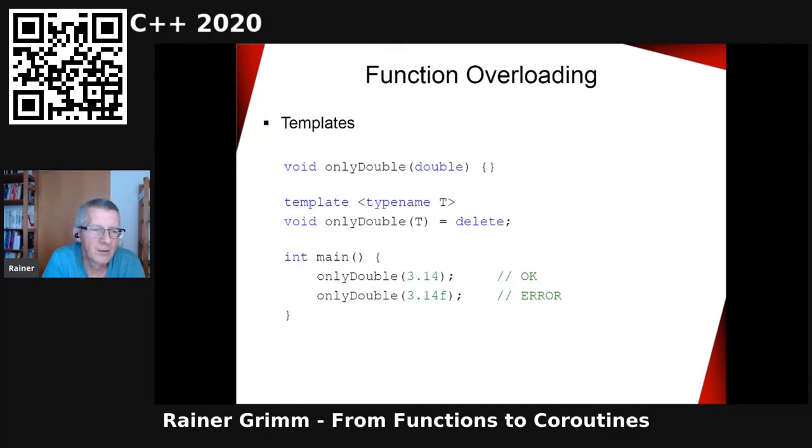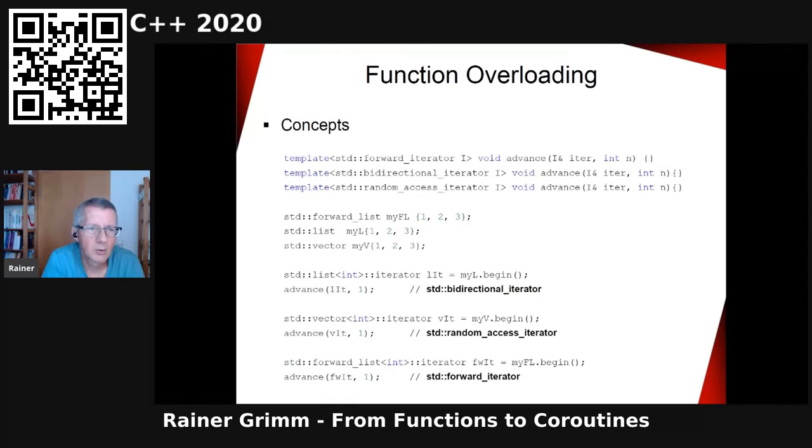Okay, now to something new. Let's go to concepts. By the way, these are concepts: forward iterator, bidirectional iterator, and random access iterator. Okay. Let's start.